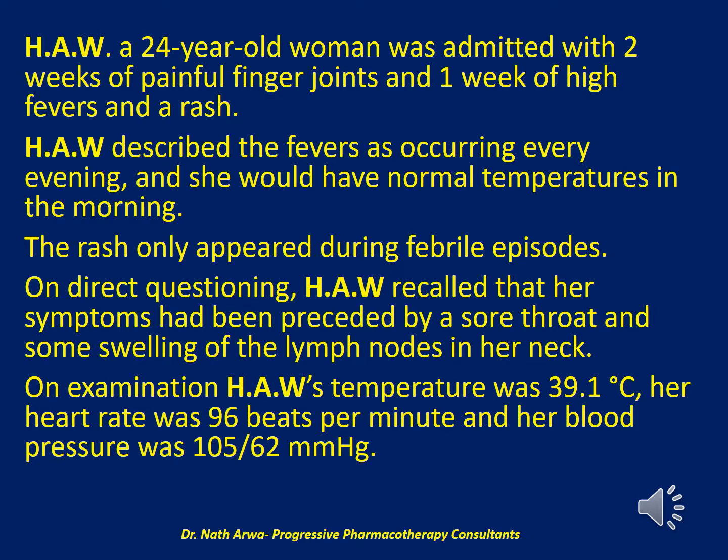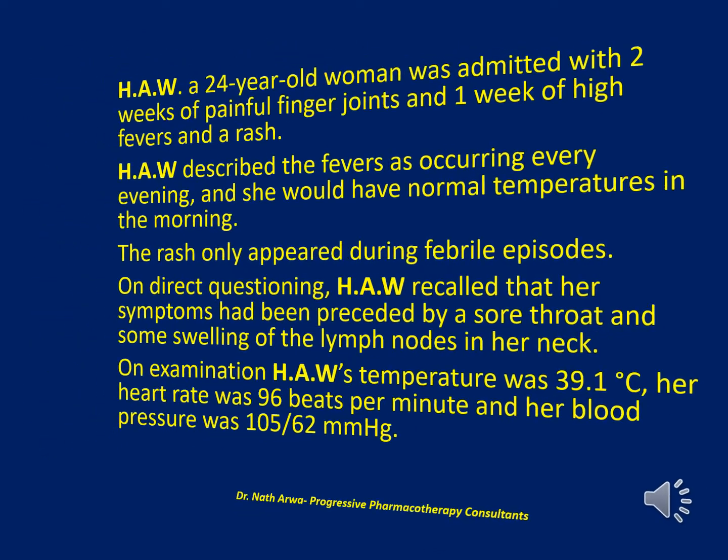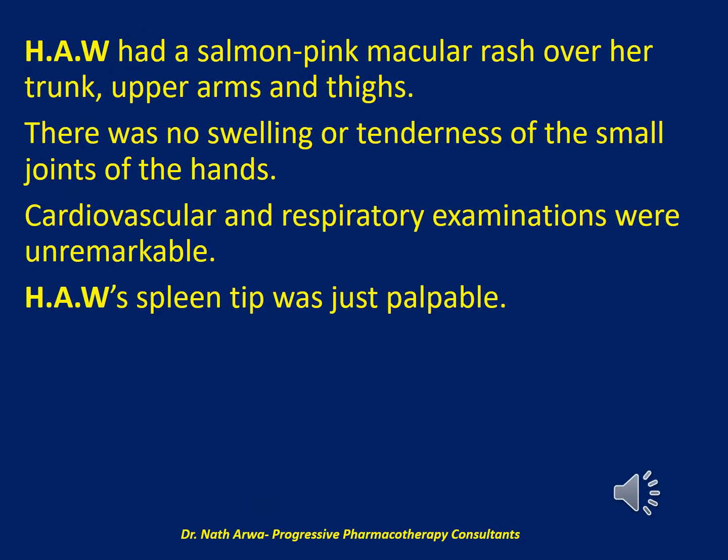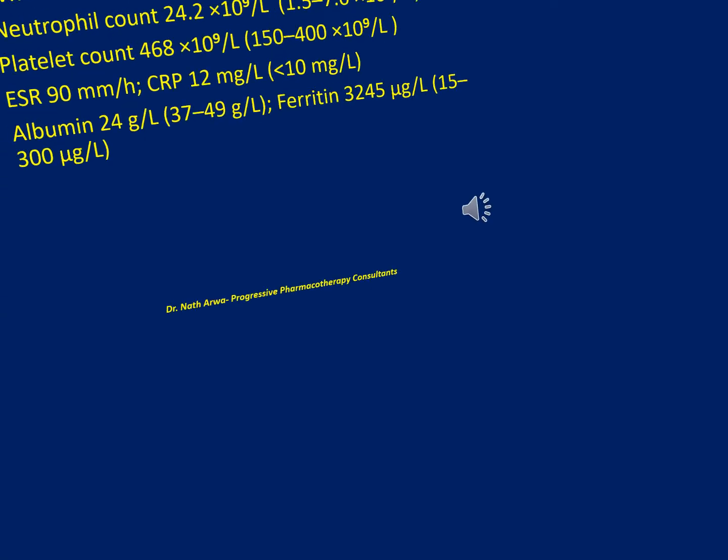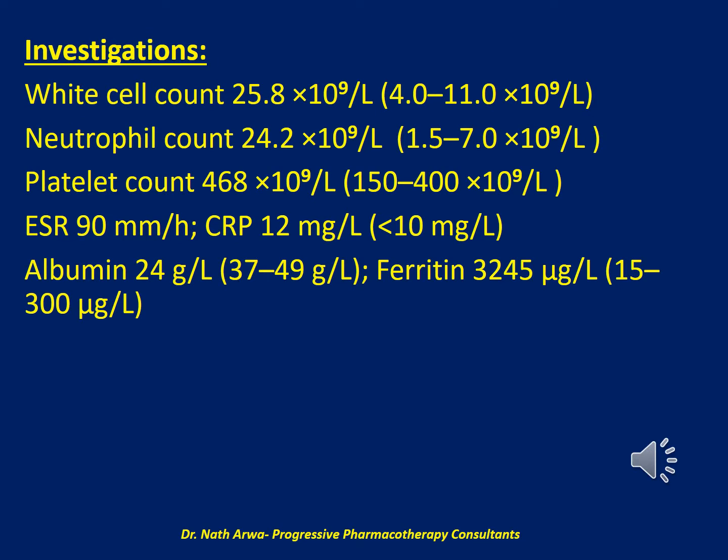On examination, HAW's temperature was 39.1 degrees Celsius, her heart rate was 96 beats per minute and her blood pressure was 105 systolic 62 diastolic. HAW had a salmon-pink macular rash over her trunk, upper arms and thighs. There was no swelling or tenderness of the small joints of the hands. Cardiovascular and respiratory examinations were unremarkable. HAW's spleen tip was just palpable. Investigations were done and results were as follows.